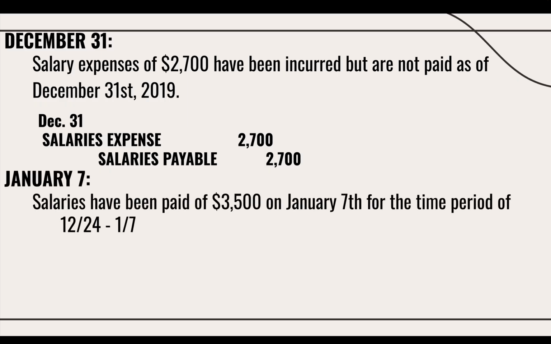So then on January 7th, it's payday, and we pay $3,500, and so that's for the time period 12/24 to 1/7. So first thing I would ask myself, is cash coming in or is cash going out? And then, do I have another expense? Do I still have the payable? I'm going to go ahead and pause here.